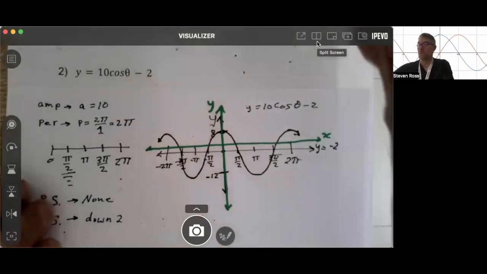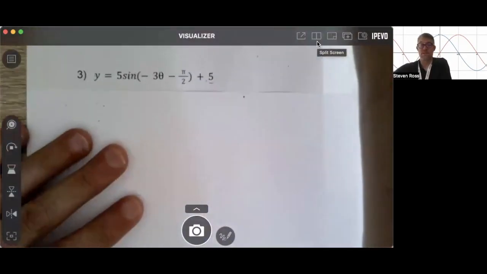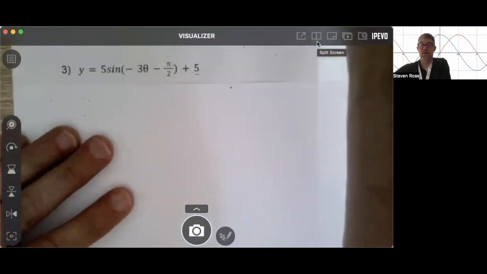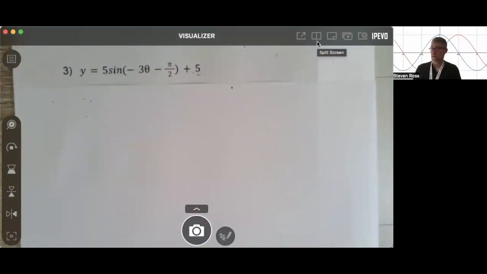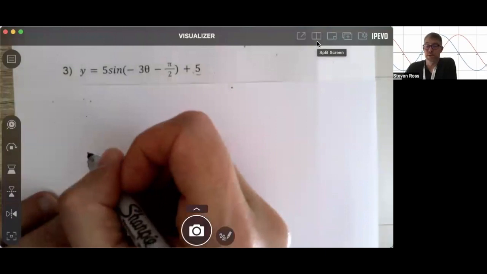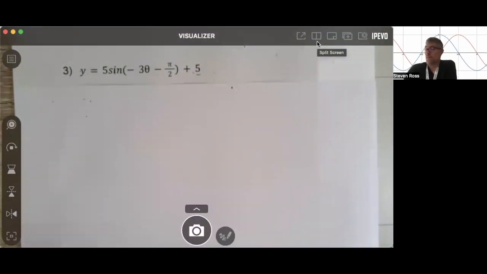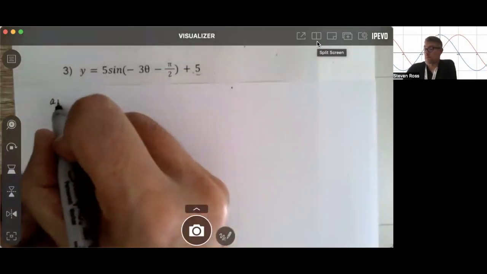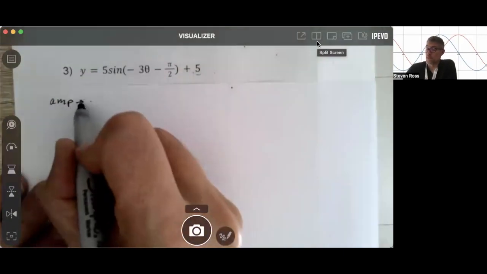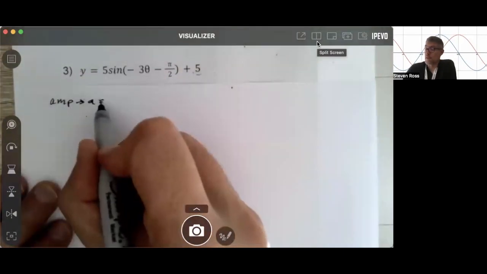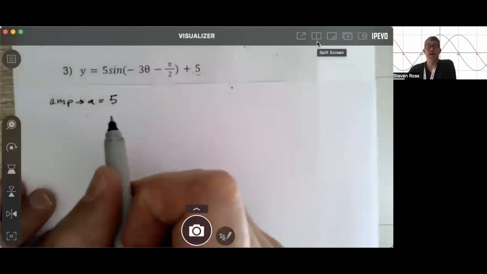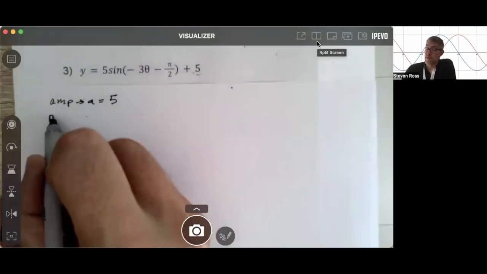So now we're moving on to the next. And they just continually get harder. This is going to be the hardest of them all, I believe. So this is y is equal to 5 sine of a negative 3 theta and a minus 2 inside the parenthesis, and then a plus 5. So if we start with amplitude, the amplitude A is equal to 5. It goes up 5 and down 5, period.